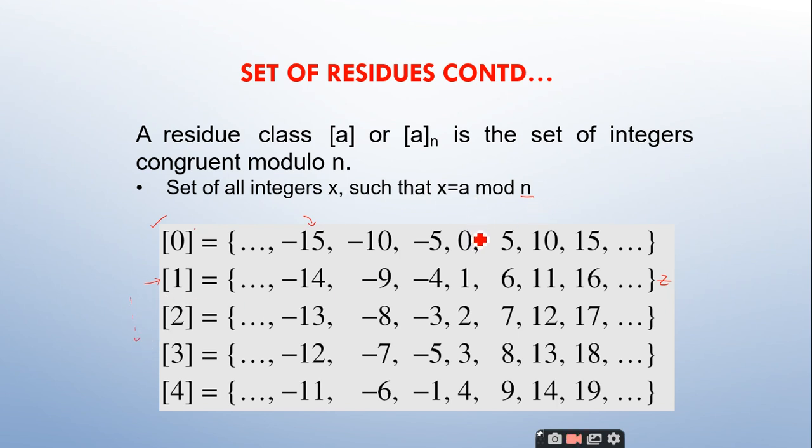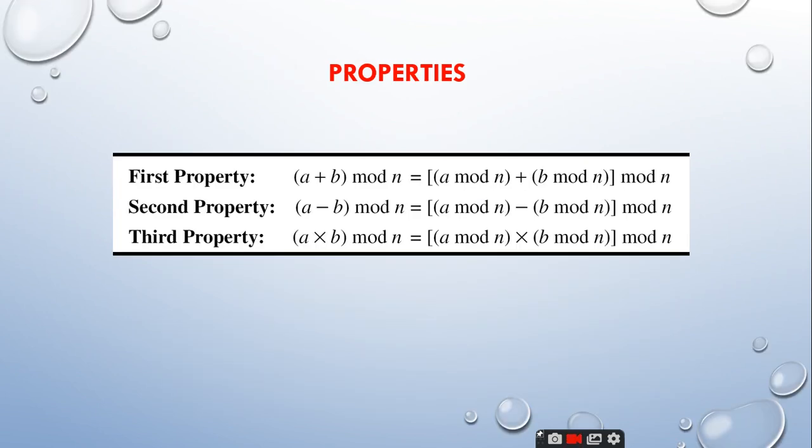So if you consider all the least positive values from these classes, we will get the least set of residues which is denoted by Zn. This also we have discussed in the earlier discussions, and these are the different properties we have in modular arithmetic, right? So the first property says that (a + b) mod n is equal to ((a mod n) + (b mod n)) mod n.